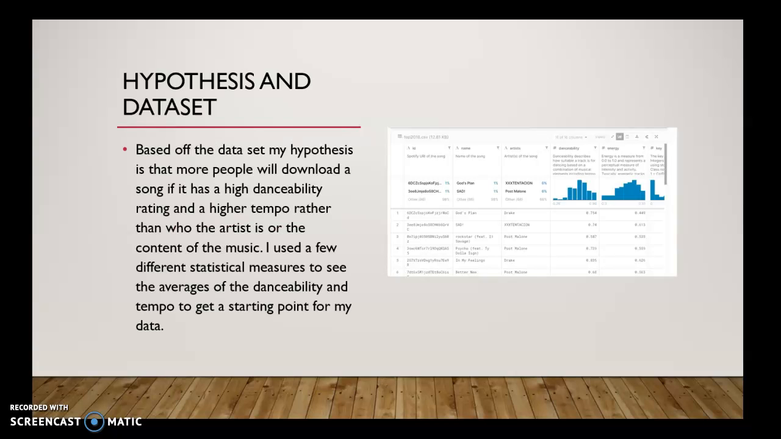For my data set, I chose to use the top 100 downloads of 2018, and the hypothesis that I came up with is that more people will download a song if it has a high danceability rating and a higher tempo, rather than who the artist is or what the content of the song is. I used a few different statistical measures and programs to analyze my data and come up with a solution.